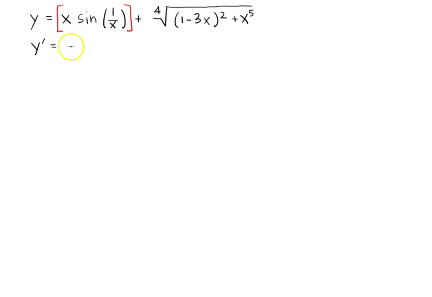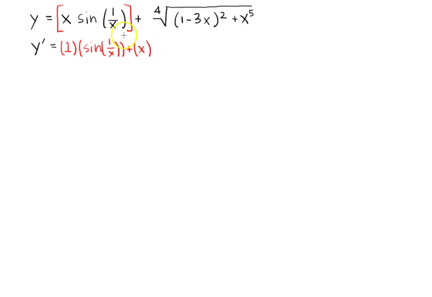Well, 1, that's easy. So I'm going to get 1, I shouldn't even write 1, I don't need to write 1, but I am, times sine of 1 over x. Okay, that's the first part. And then I add the first part, x, times the derivative of the second one.